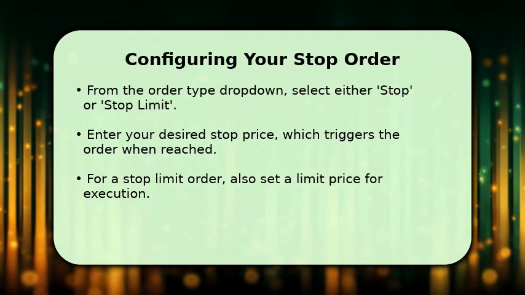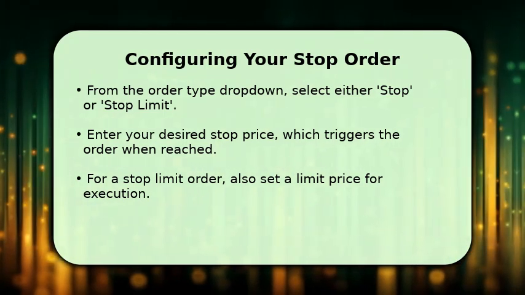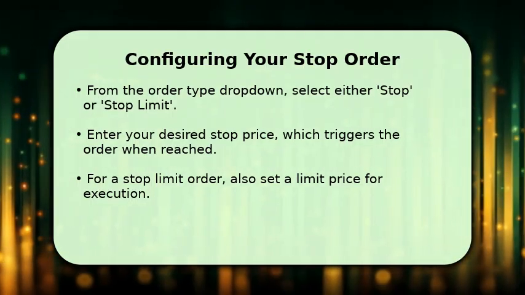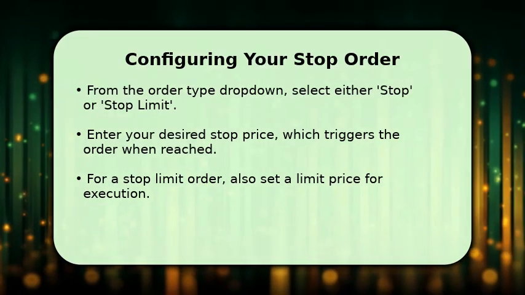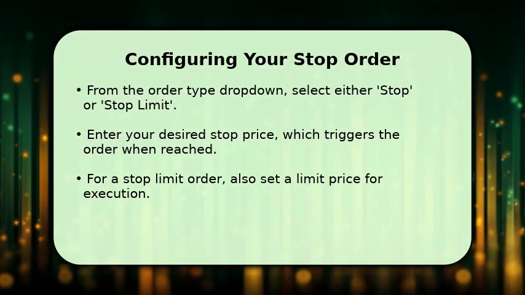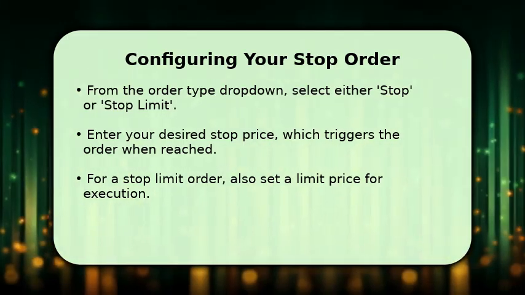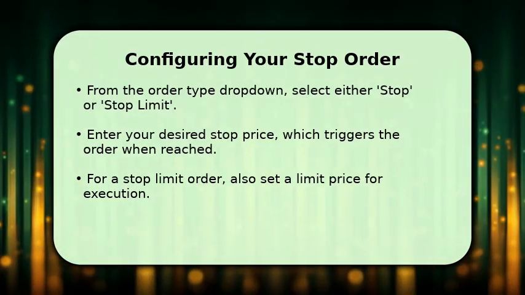Next, you will configure the specifics of your stop order. In the Order Type drop-down menu, select either Stop for a market order once triggered, or Stop Limit for more price control. Enter the stop price, which is the trigger point for your order. If you chose Stop Limit, also specify a limit price. Finally, decide on the order's duration. Good until canceled keeps it active for 60 days, or day for a single trading day.